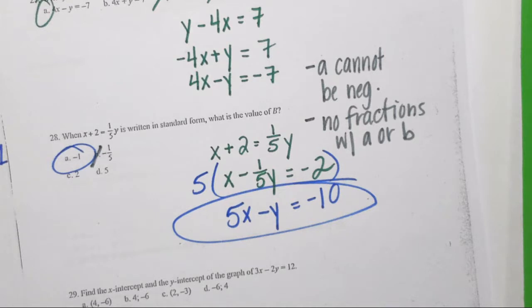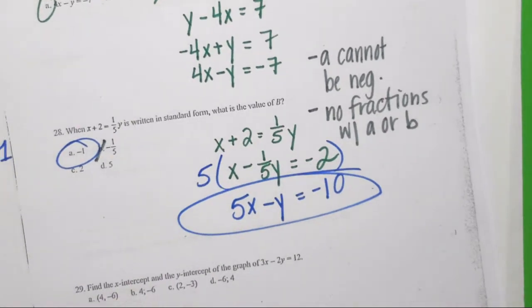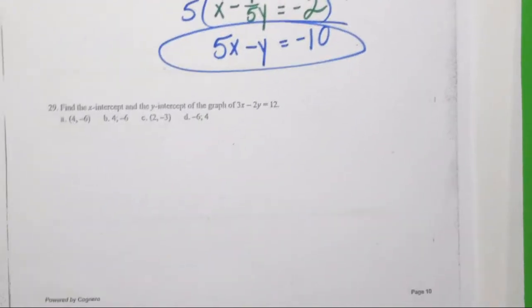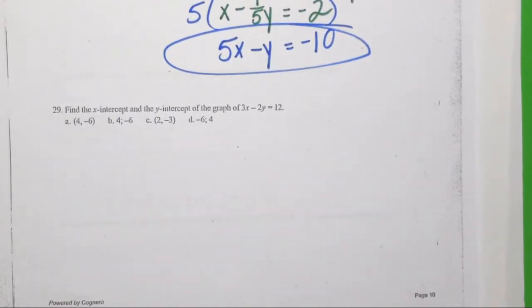I thought 29 was the easiest of the day, and then first period happened. X-intercepts and y-intercepts. You could plug them in. Any other suggestions how to find an x-intercept or y-intercept?